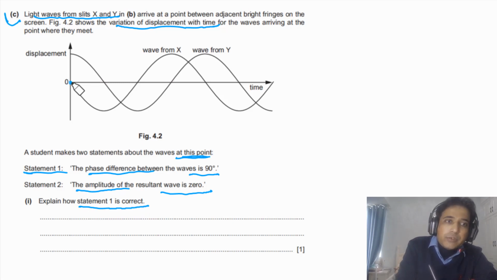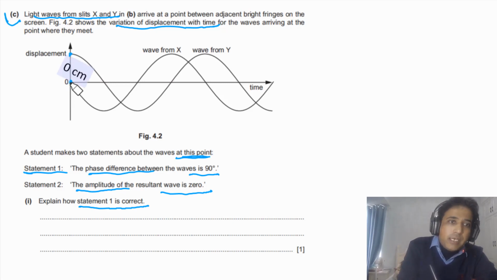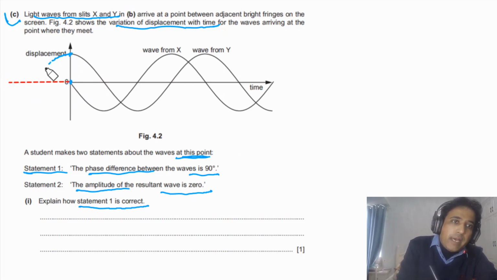If you look at this point, this wave has 0 displacement and this wave has maximum displacement. It means the phase difference between them is 90 degrees. But the better way to understand this one is we can extend this line, and we can draw these waves. So this wave, if we go back in time, we can imagine it's starting from this point, and this wave at this point has already reached the peak, so it is starting from here.